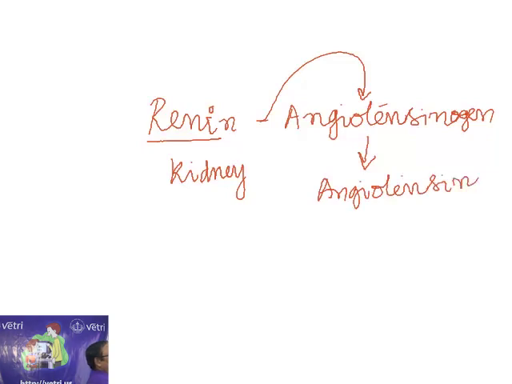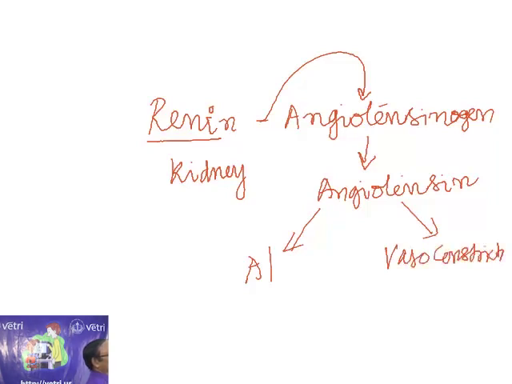The angiotensin is responsible for causing vasoconstriction, thereby increasing the blood pressure, and also stimulates the aldosterone secretion. On one side it stimulates the formation of aldosterone, on the other side it causes vasoconstriction. Vasoconstriction means constriction of blood vessels, thereby increasing the BP. So the secretion of aldosterone is because of the renin angiotensinogen mechanism.